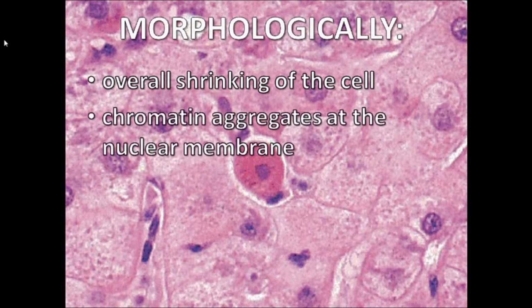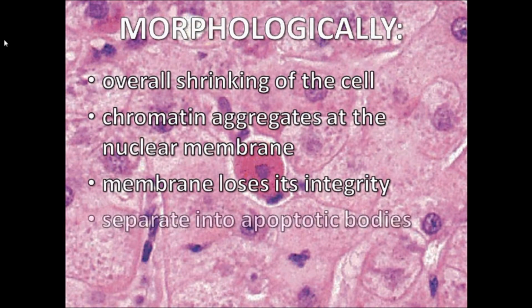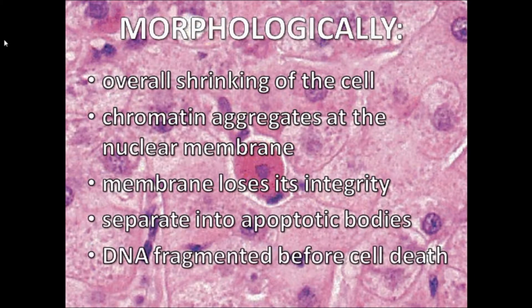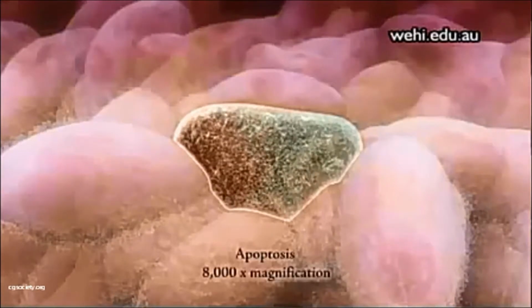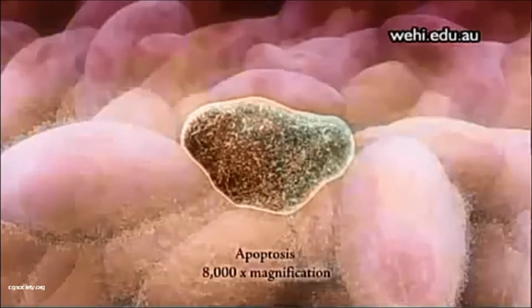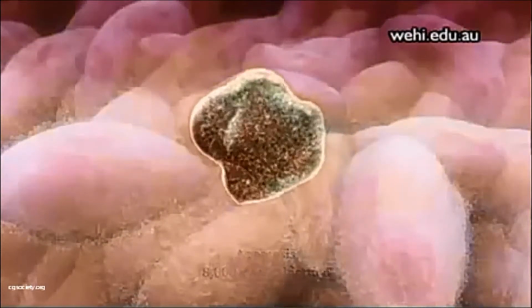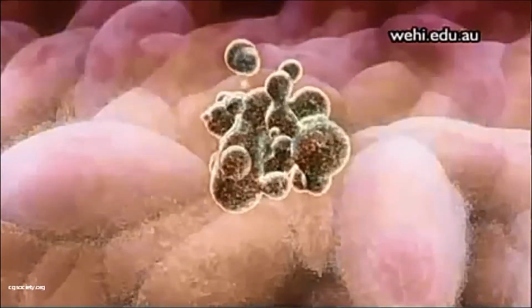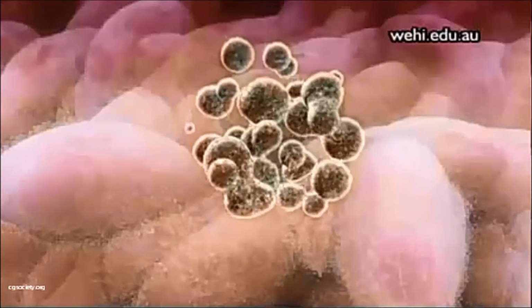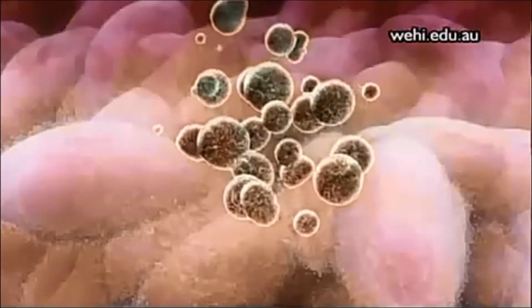Upon signaling for apoptosis, chromatin aggregates at the nuclear membrane and the membrane loses its integrity, allowing for the membrane to shrink and the cell to separate into apoptotic bodies. DNA in apoptotic cells is non-random and is fragmented before cell death. It only affects individual cells in response to physiological stimuli and does not result in an immune response.